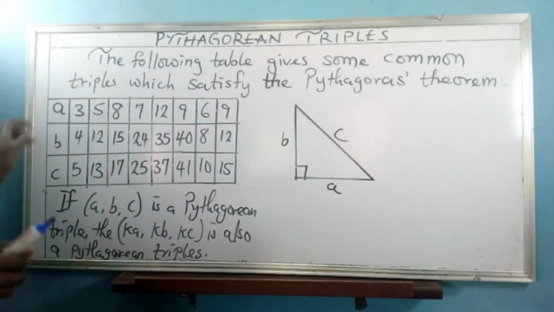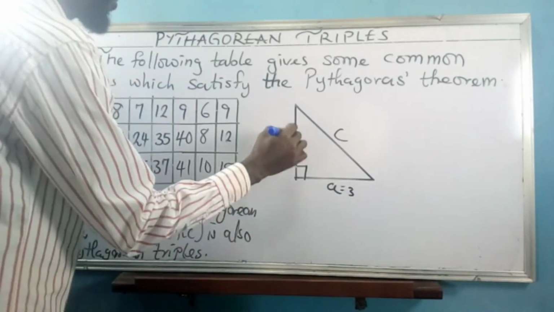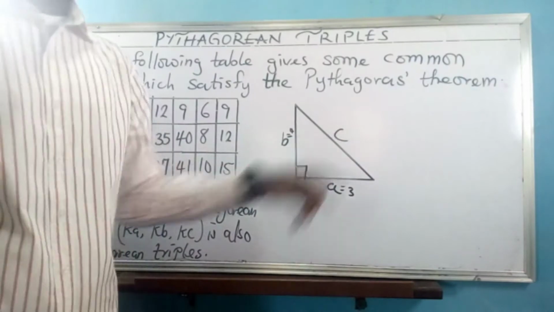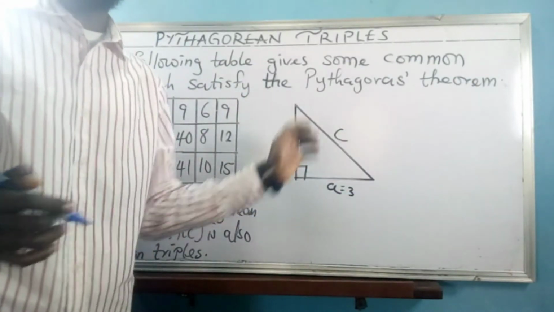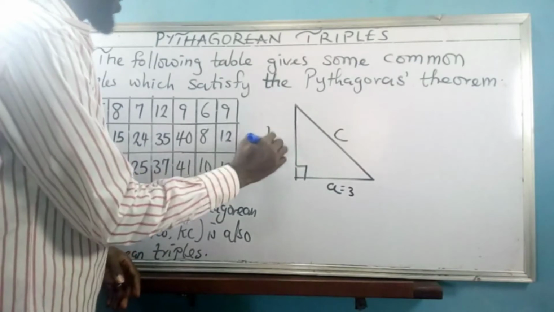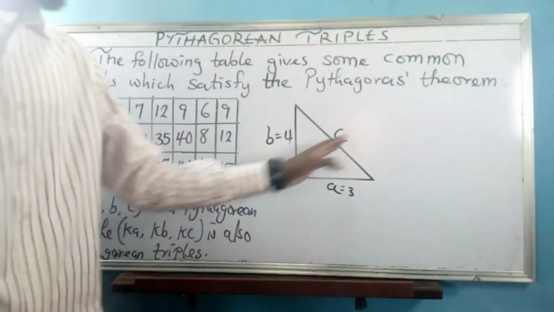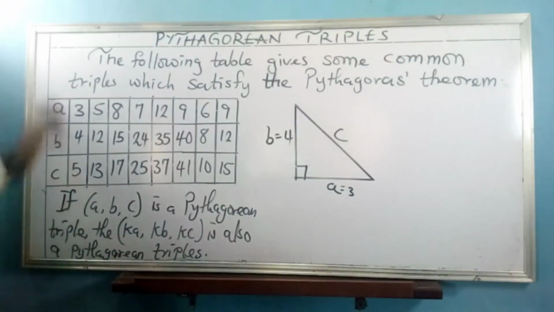So this table is telling us that if A is 3, assuming we have 3 here, and B is 4, then this place will be 5. The other side will be 5. That's the hypotenuse. Don't forget I told you the hypotenuse is the longest side and is the one that faces the right angle. Let me write this one so we won't have any issue. Do we see now? So the hypotenuse side will be 5. That's what this table is saying.